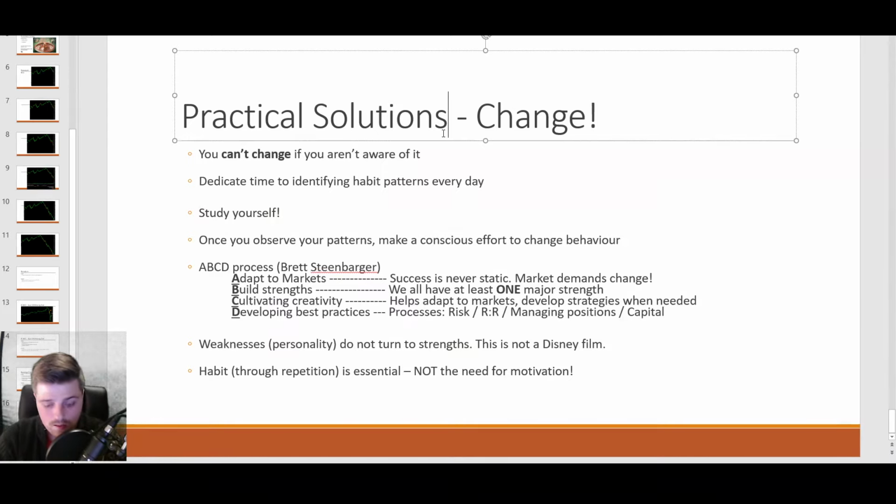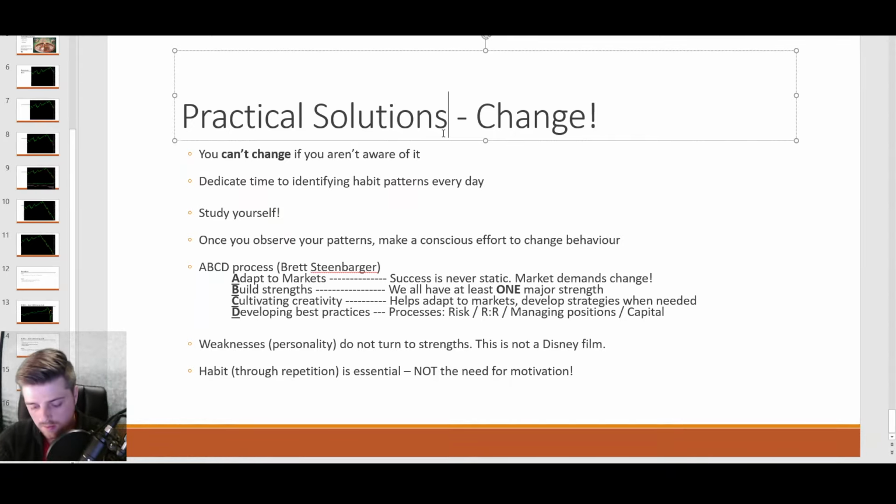So this is the part people don't like to hear, because it's the part that means you have to do work. Dedicate time to identifying habit patterns every day. You're aware of the psychological traps. You know what's there. You know what revenge trading looks like. You know what the gambler's fallacy looks like. You know about position bias, about long bias or short bias based on your historical losses or trades. You're aware of these things. So identify the habit of when you're doing them. Because if you're not aware, how are you going to change?